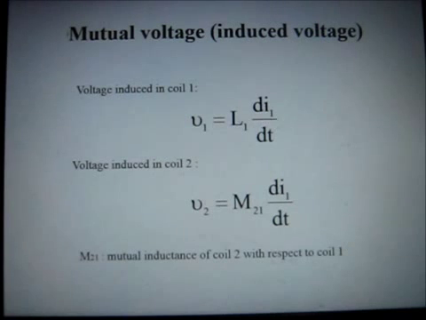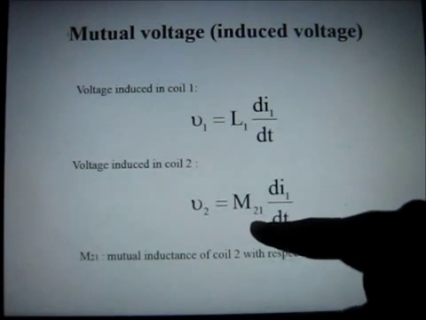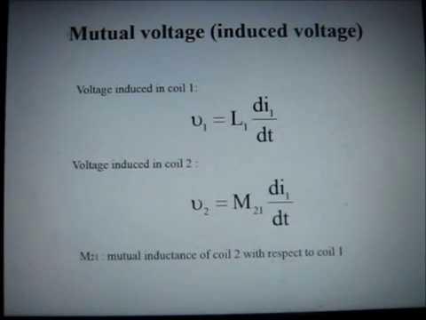So whenever there is a linkage of flux, an EMF will be induced, that is a voltage. So voltage induced in this coil is given as V1 equals L di by dt, and similarly in coil 2, V2 equals M21 di by dt, because in coil 2 there is no self-induced flux. It is due to the flux found only by the mutual inductance of coil 2 with respect to coil 1. You need to remember this notation, it is very important: M21, mutual inductance of coil 2 with respect to coil 1.